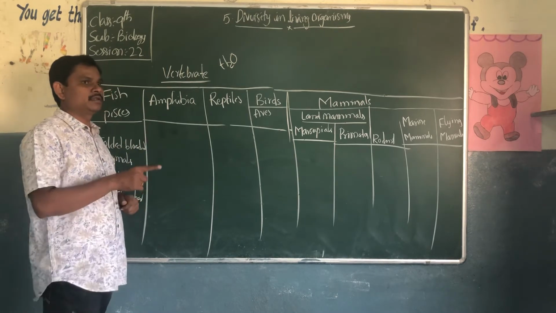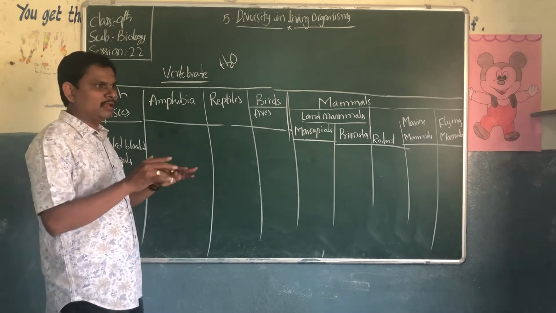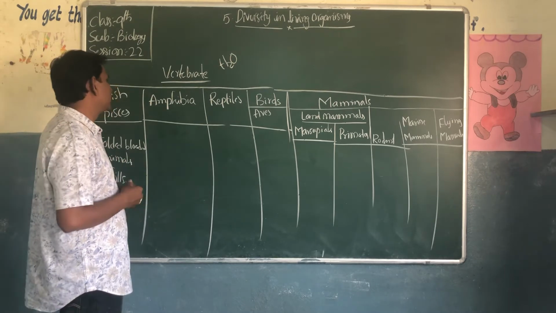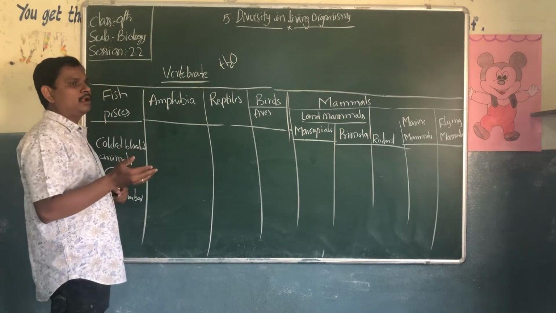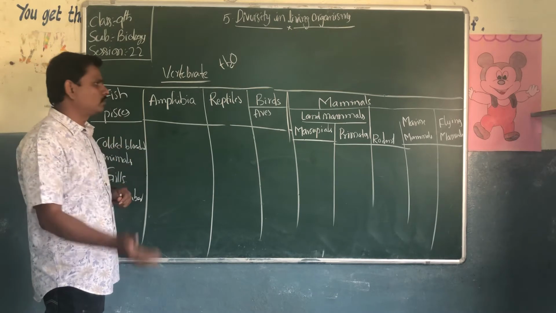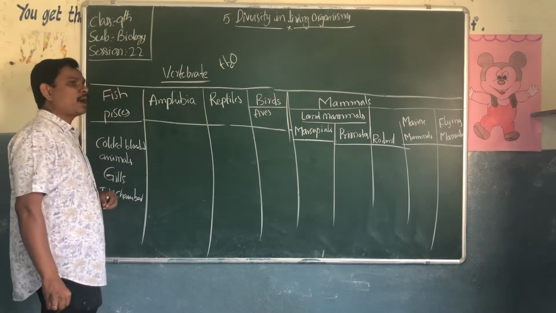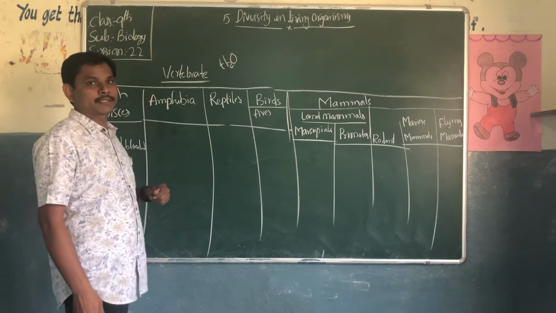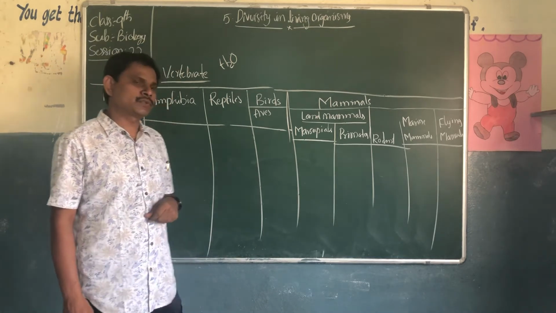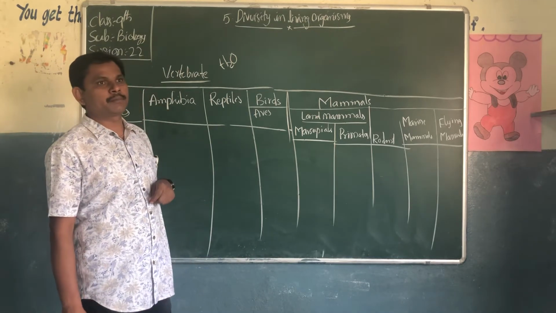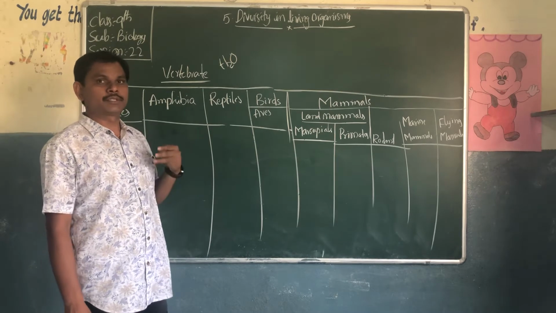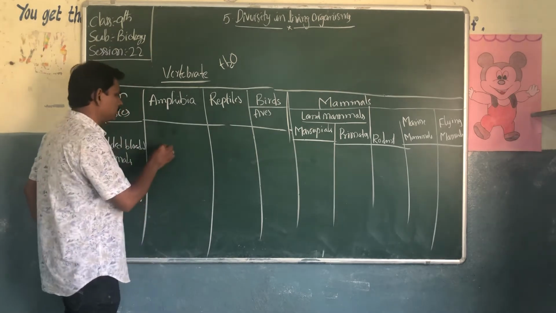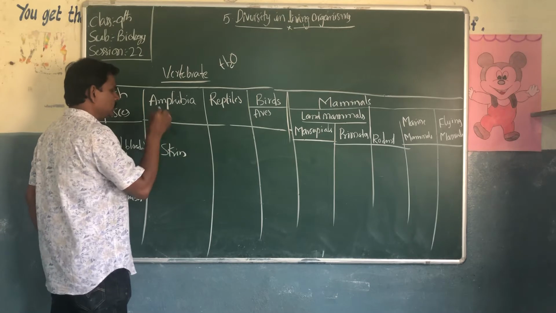So they have a tadpole, they have a small tail, they will swim in the waters. So they live both on the land as well as in the waters. They will respire through the skin and also through the lungs. These amphibians have the capacity to respire through the skin and the lungs.